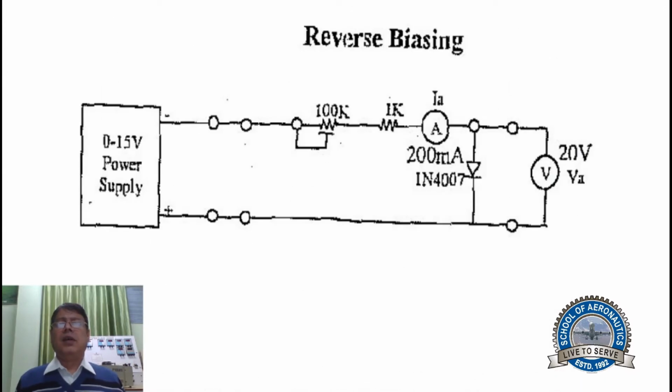In reverse biasing, you take a 0 to 15 volt or 0 to 30 volt power supply, and negative is connected to the P side and positive is connected to the N side. The voltmeter is connected across P and N, and you also connect the ammeter in series with the 1K resistance and 100K pot, so that you can vary the voltage, and this voltage can also be varied from the power supply. This way you can say it's reverse biasing. How? The P side is connected to negative and the N side is connected to positive.